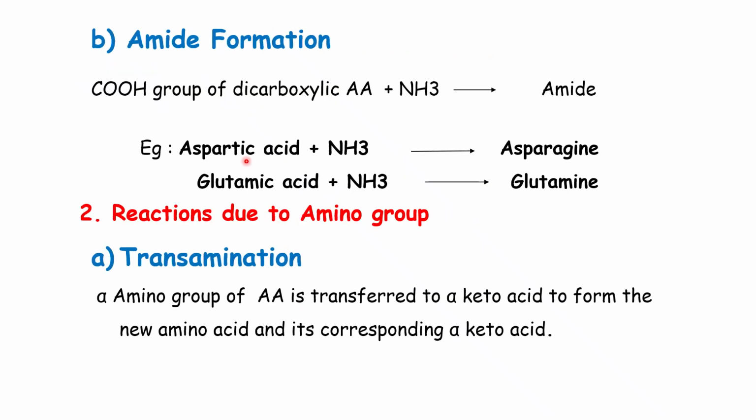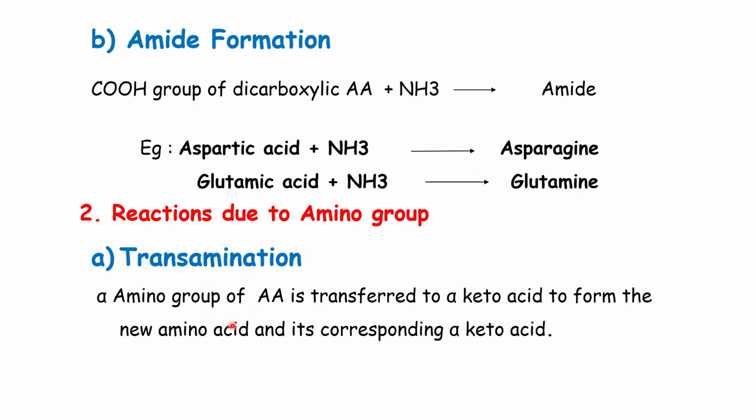Here again, amide formation: aspartic acid combined with NH3 to form asparagine. You will be knowing this amino acid, which group it comes under, you will guess it. Glutamic acid and NH3 gives glutamine. And next comes a very important 5-mark question. From this, you have to note it down. Transamination, 5-mark question. Again, I'm telling you it is very important.